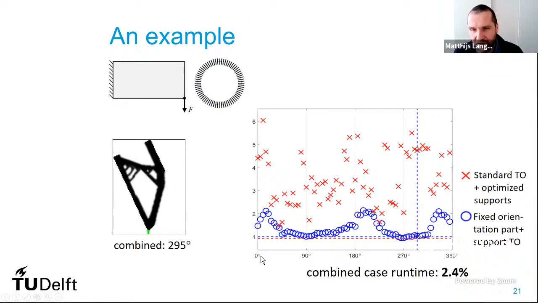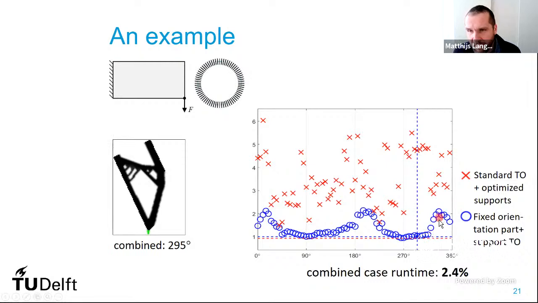So comparing to all of these, both the red ones and the blue ones, this is a performance comparison. Here on the horizontal axis, I have the orientation of the different 72 cases. And here I have the total value of the objective, which is a combination of the mechanical performance and the amount of support. The design that this combined approach delivered was here at 295, so that's about here. And we can see it's not the global optimum. There's actually a better design over here, but it's close.